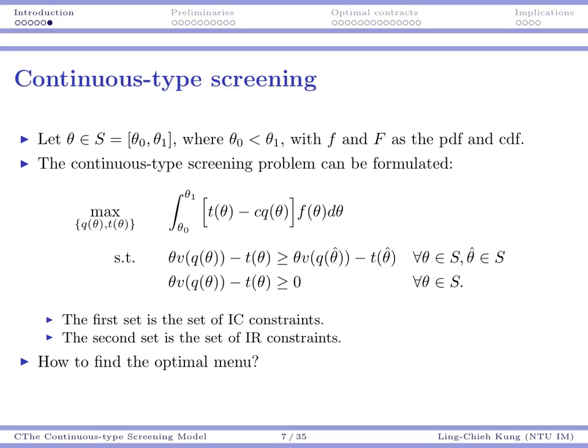That's the problem. Okay, today we're going to tell you how to solve this problem and find the optimal menu, and show you that all the original implications you had will still be true, and we can extend them to some other things that you cannot do without a continuous type model. Okay, so that's the plan for today.